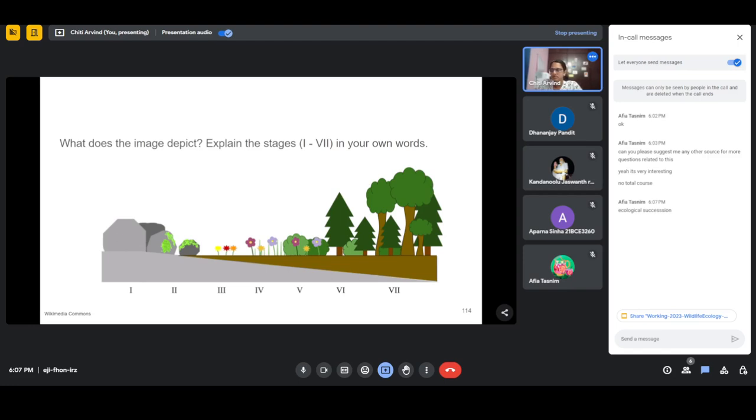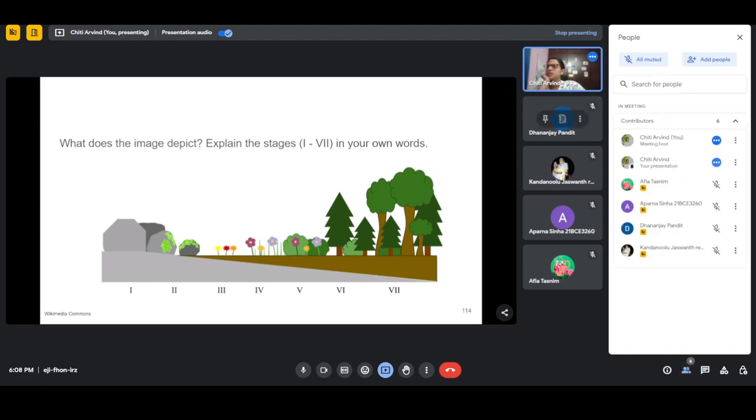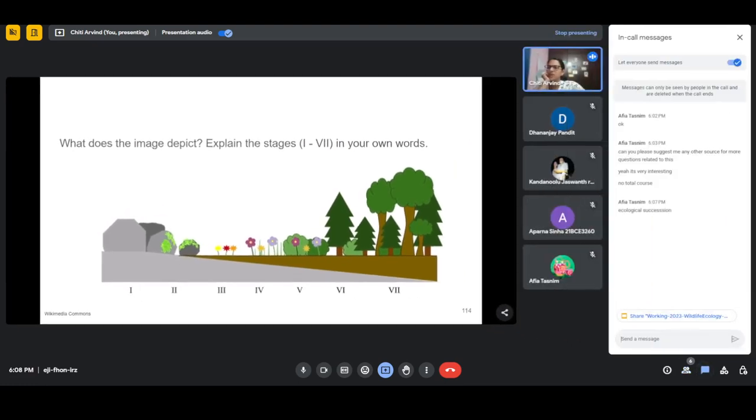What about the others? Do you agree with her? Do you think there could be another term for this? Does everyone agree with Afia? Who do we have here with us? There's Aparna, Dhananjay, and Jaswant. Any ideas as to what this could be?